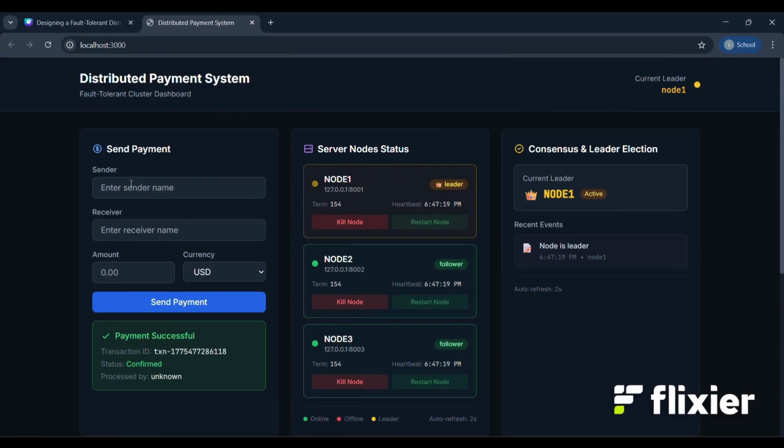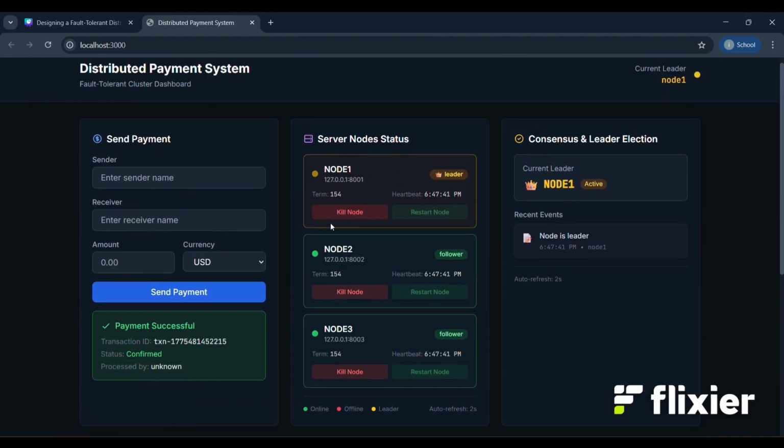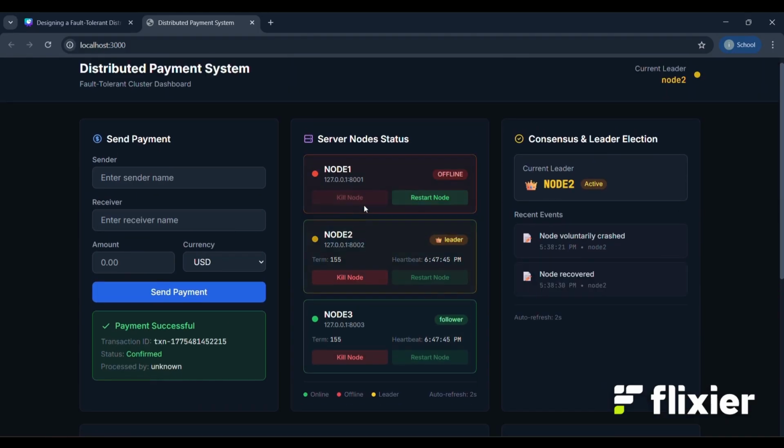Let's send a money transaction here. Here you can see a payment successful message, and here it's successfully stored. And also, if you kill the leader node, another node will immediately be chosen as leader. You can also restart the node.